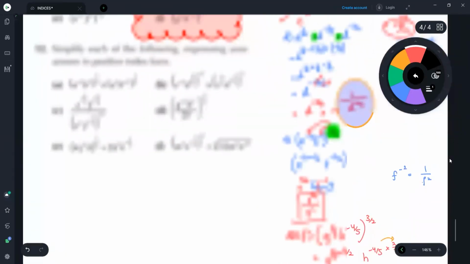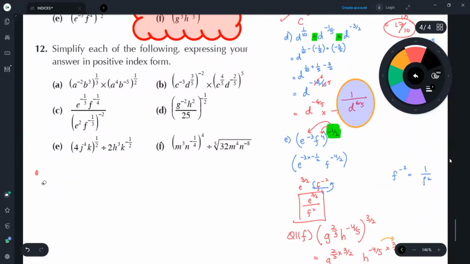Now we're on to the last question of the exercise. That's question number 12. Part A. Simplify each of the following expressions, expressing your answer in the positive index form. Abiha, can you do this first part with me? It's a to the power minus 2 and b to the power 3, raised to the power 1 over 3, multiplied by a to the power 4 and b to the power minus 5, raised to the power 1 over 2.